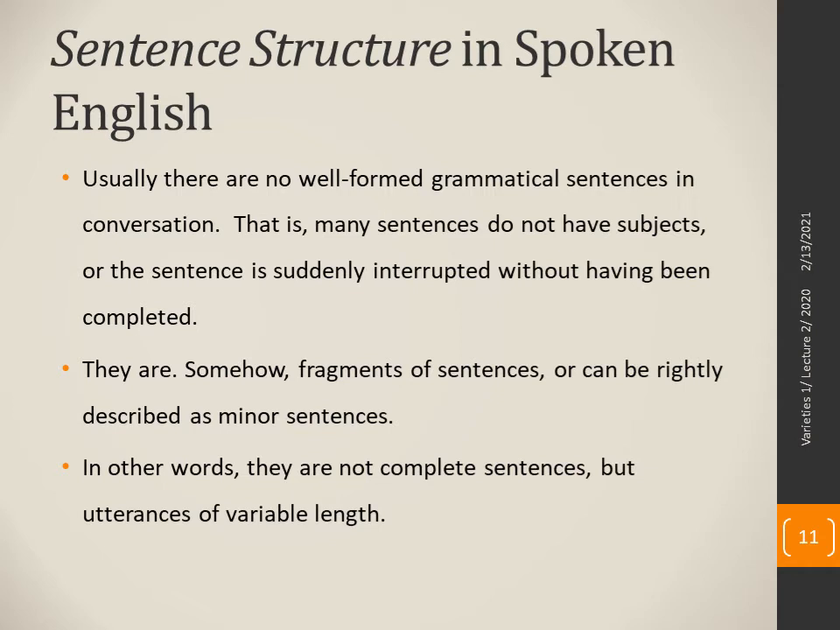Now, when it comes to sentence structure in spoken English, usually there are no well-formed grammatical sentences in conversation. That is, many sentences do not have a subject, or the sentence is interrupted without having been completed. There are fragments of sentences, which can be rightly described as minor sentences. In other words, they are not complete sentences but utterances of variable length. But still, in the context of spoken English, these fragments do make sense.